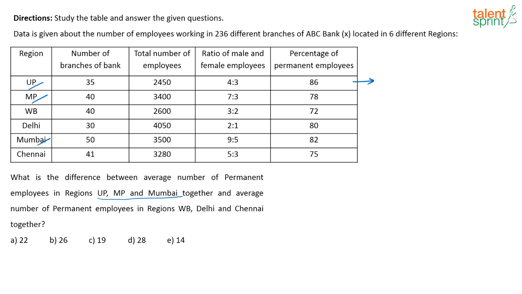This question is a bit calculative. Ideally in the examination, keep such questions towards the end. Even if the logic is easy, there are a lot of calculations involved. And the percentages are also not very easily calculatable percentages, right? So you have to find out 86% of 2450, 78% of 3400. Yes, some amount of calculation is definitely involved.